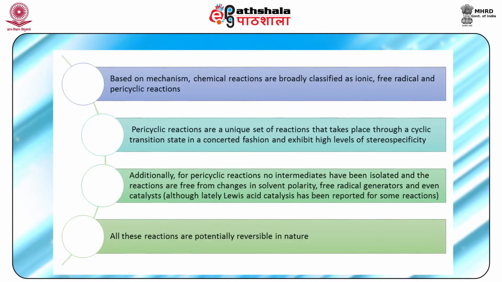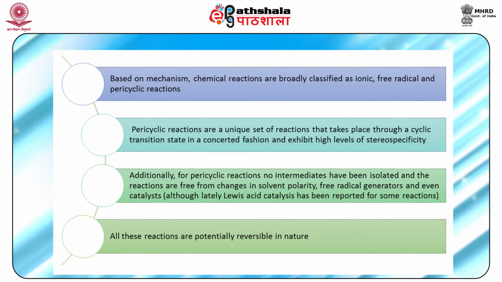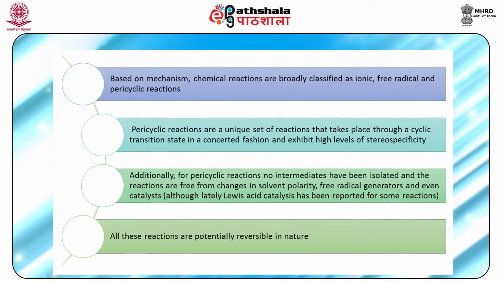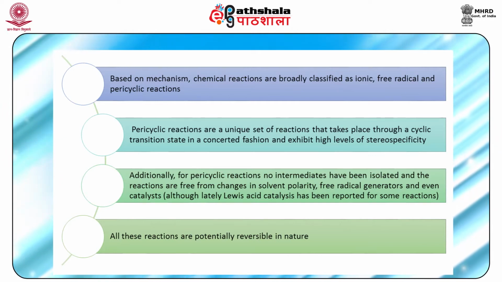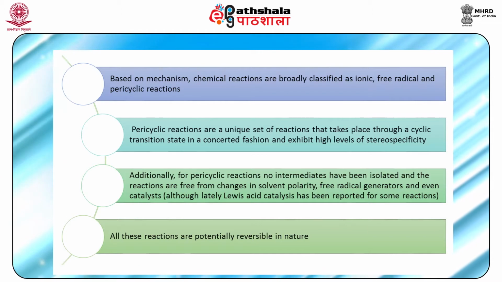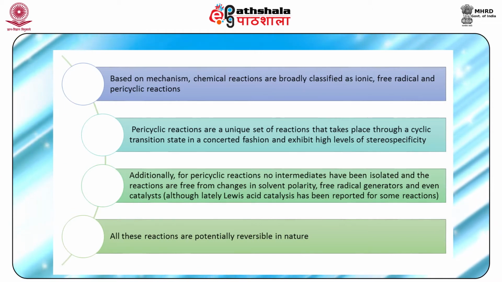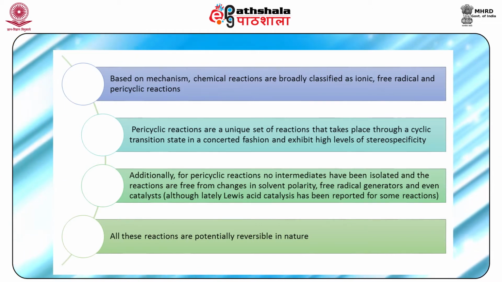Analyze which type of pericyclic mechanism is operative in a given reaction. Based on mechanism, chemical reactions are broadly classified as ionic, free radical and pericyclic reactions. Pericyclic reactions are a unique set of reactions that take place through a cyclic transition state in a concerted fashion and exhibit high levels of stereospecificity.